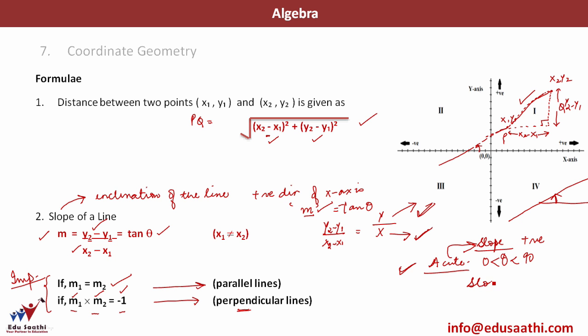If your slope is negative, that means the angle that it is making with the positive direction of the x-axis is greater than 90 degrees. The graph of the line that you would get would be something like this, because this angle has to be greater than 90 degrees.